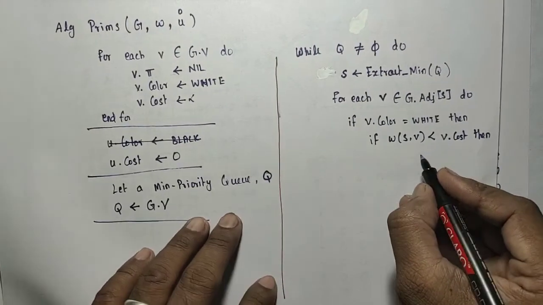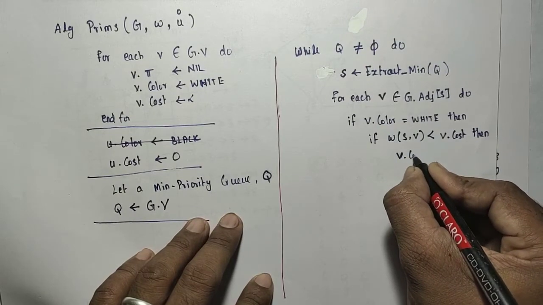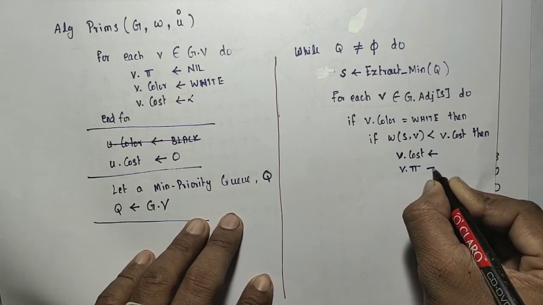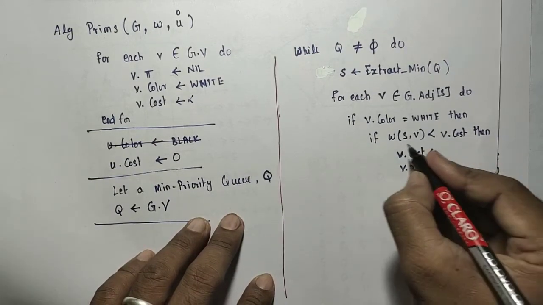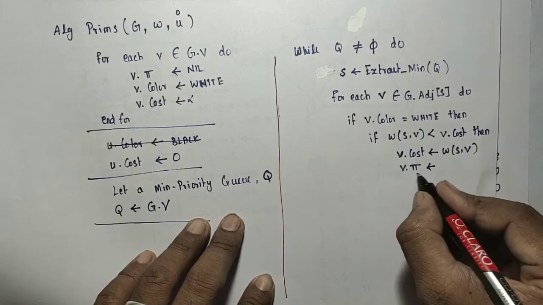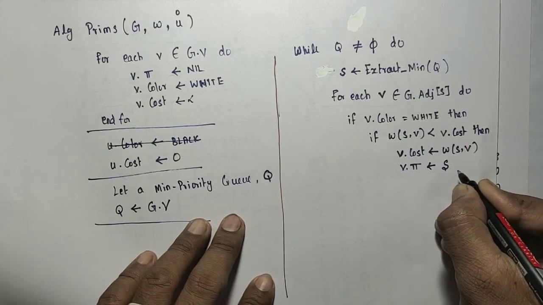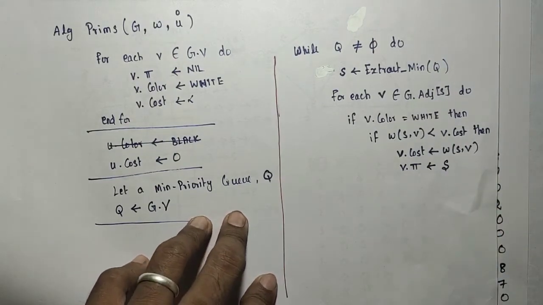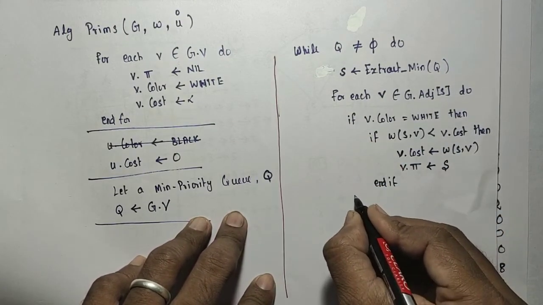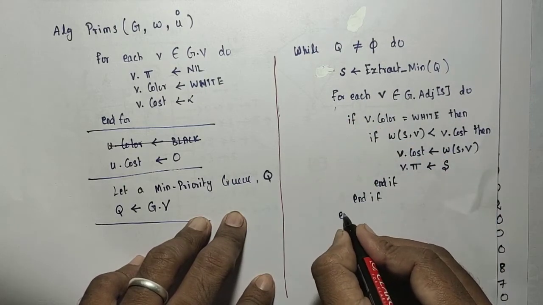so v dot cost, I have to update that cost, v dot cost, and v dot parent, that needs to be changed. So v dot cost is nothing but this cost, w of s comma v, that new cost, and then that parent will be updated with s. Okay, so end if and end loop.